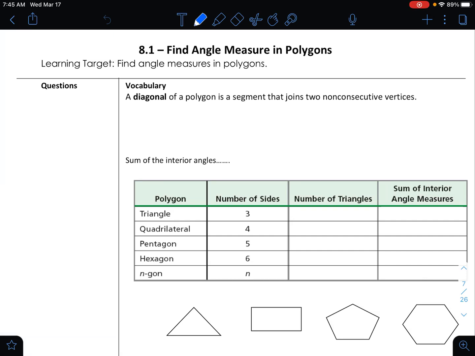We're going to move on to the next lesson, which is section 8.1. We are going to work on finding angle measures in polygons. We're going to talk about interior angles, which is what this video is about, and then I'll have a second video on the measure of exterior angles.